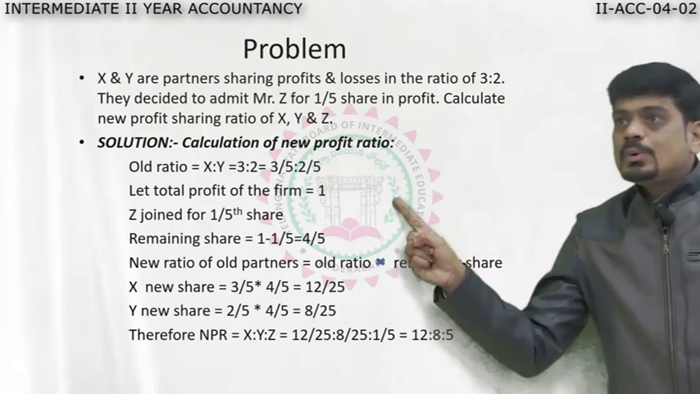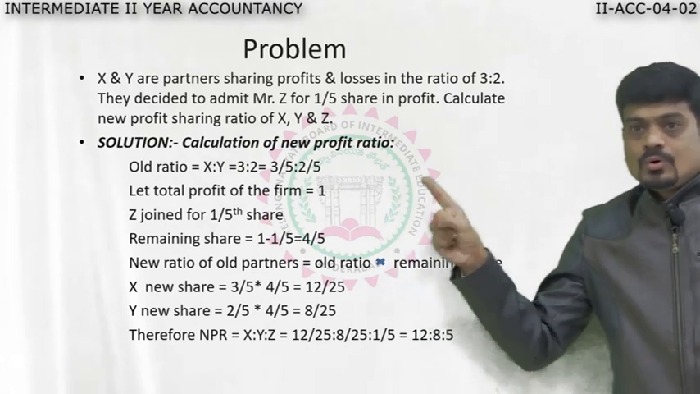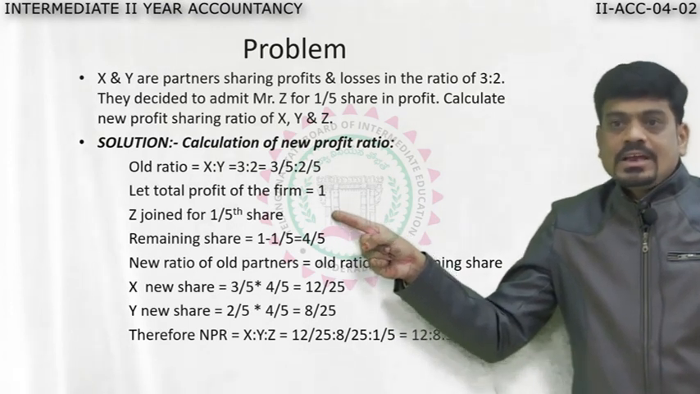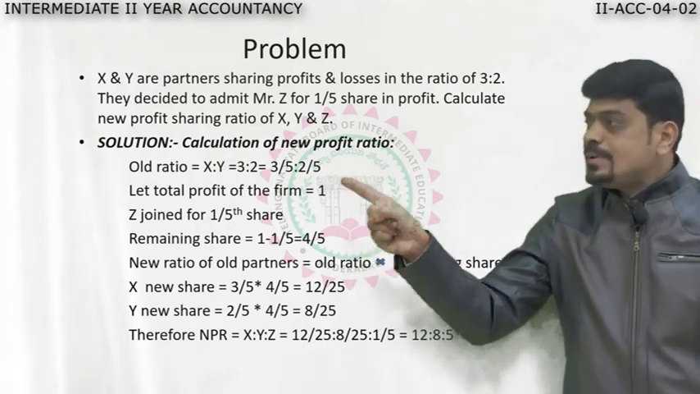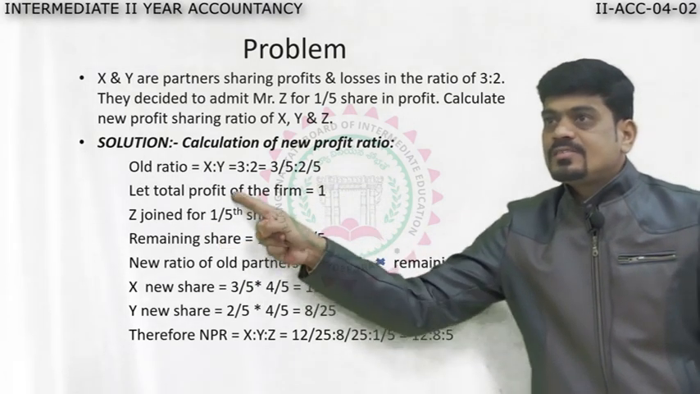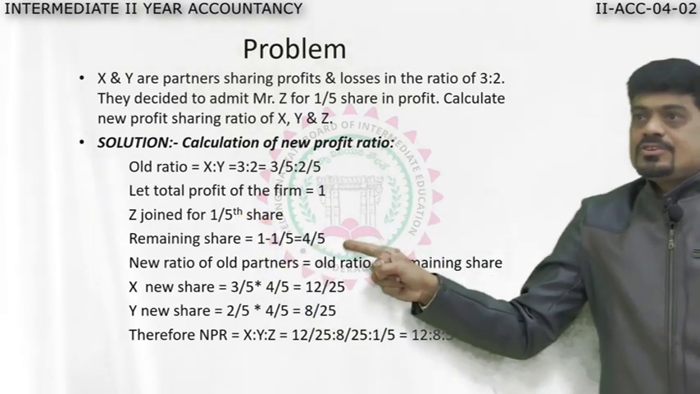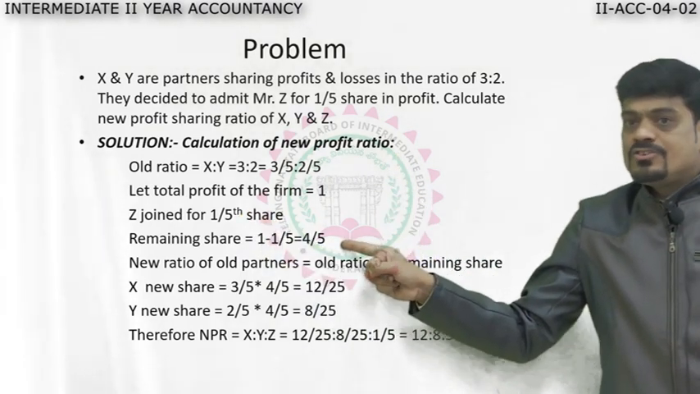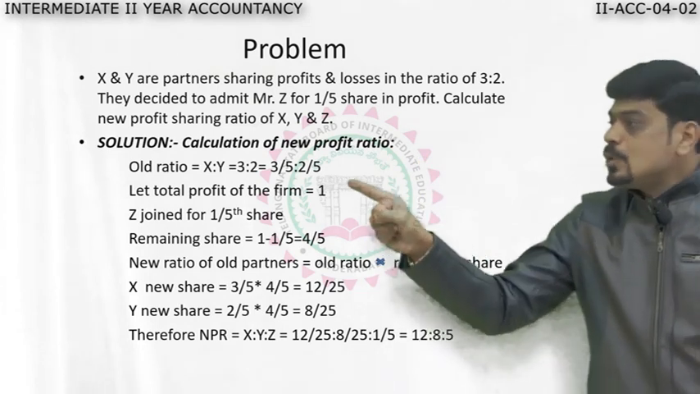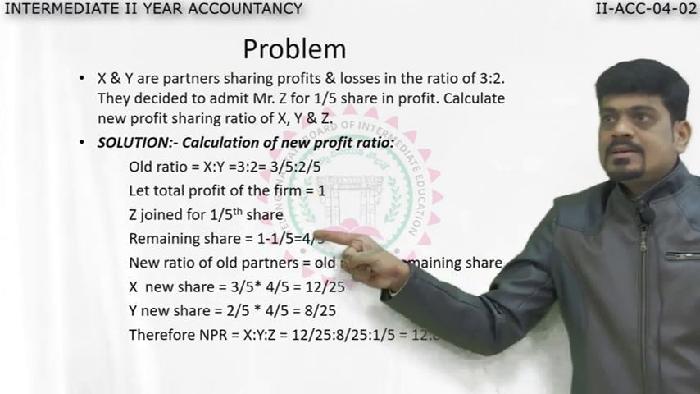Then total I took as 1. Who is the new partner? Z. And he joined for 1/5 share. Be careful. He joined for 1/5 share in the profits. Now we will find remaining share. What is the formula for remaining share? 1 minus new partner share. Who is our new partner? Z. So 1 minus 1 by 5.